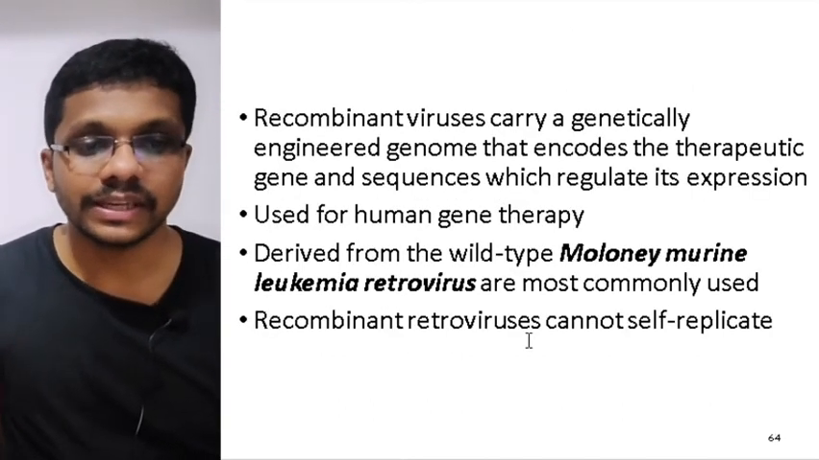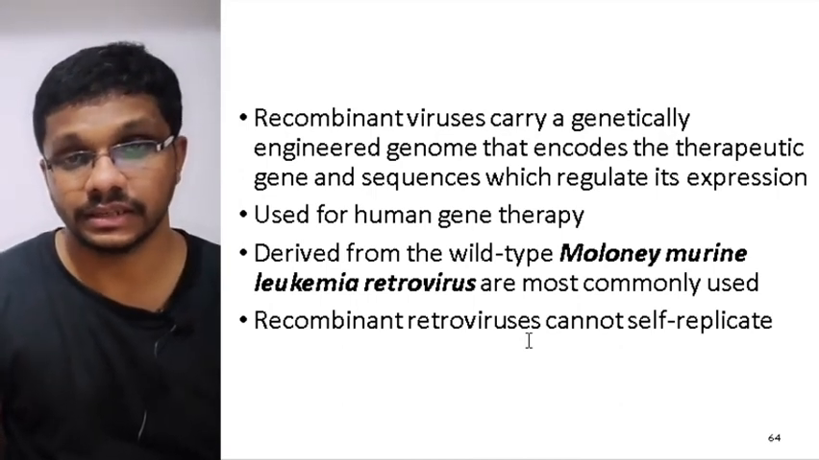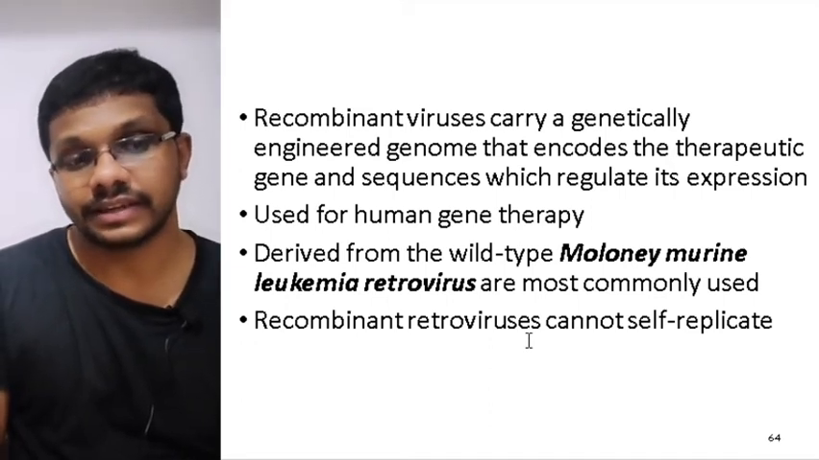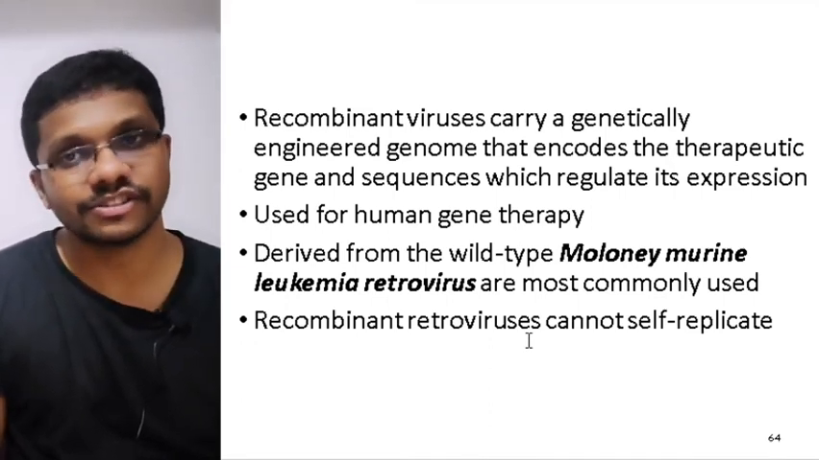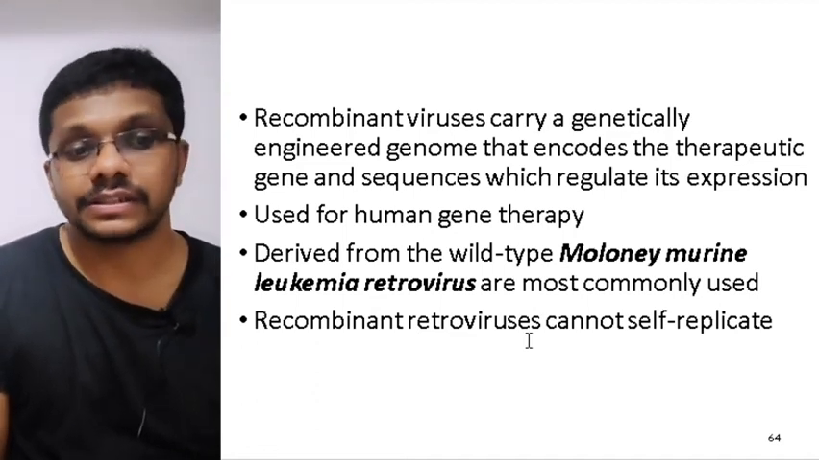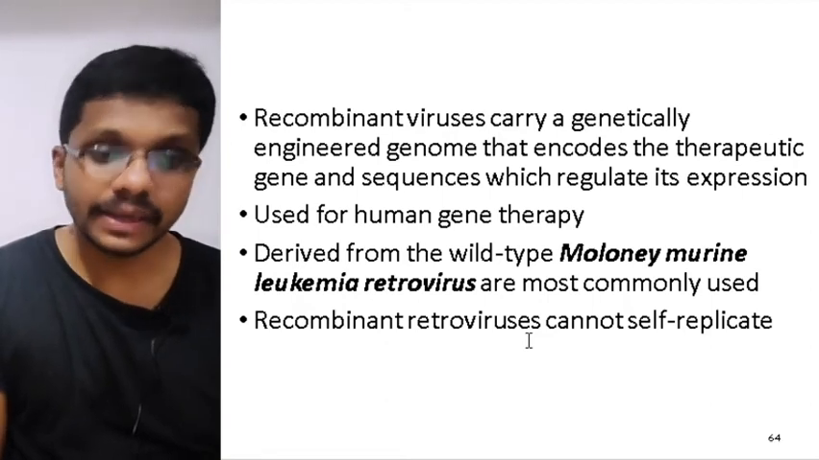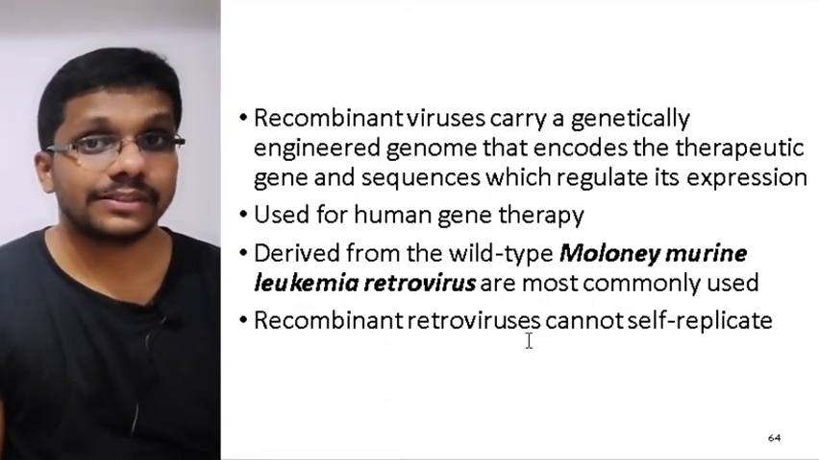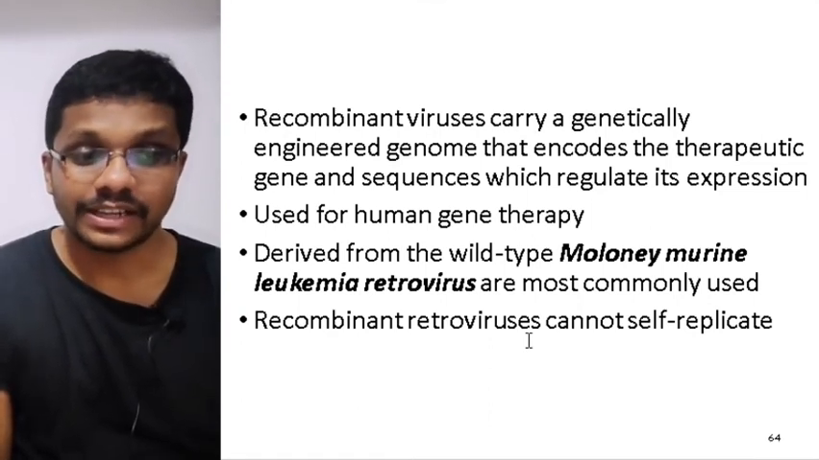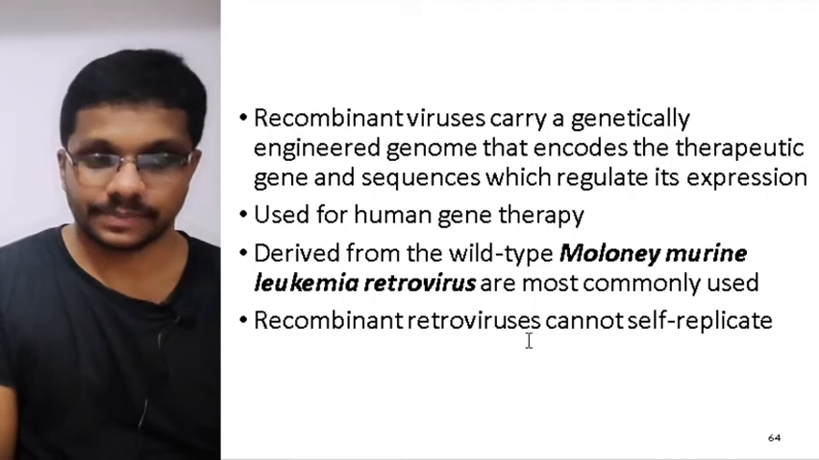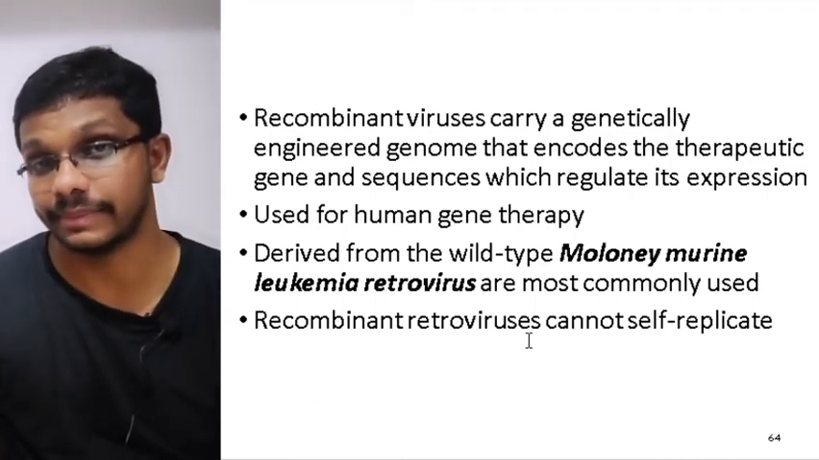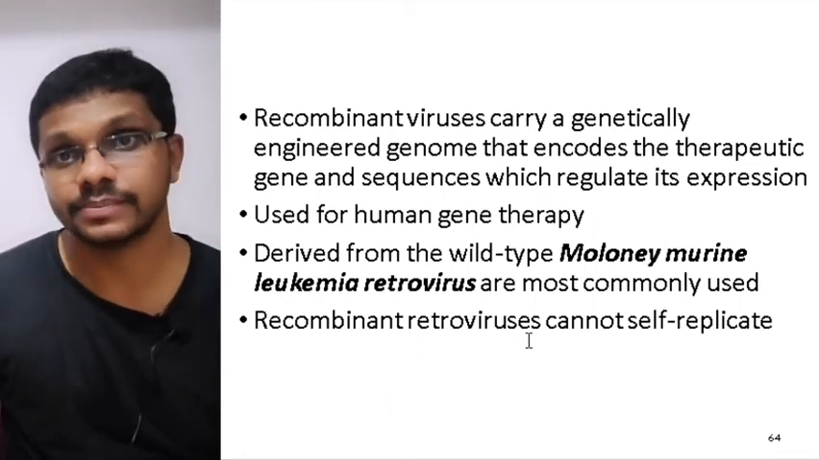So we use recombinant viruses, which are genetically engineered and can carry therapeutic genes or other types of sequences which will be delivered into specific cells. It is extensively used and researched in human gene therapy. The most commonly used retrovirus is not the HIV virus. We cannot use HIV here, but we use Moloney murine leukemia retrovirus for these experiments. But the recombinant retrovirus cannot replicate by itself, so its infectious possibility is less.